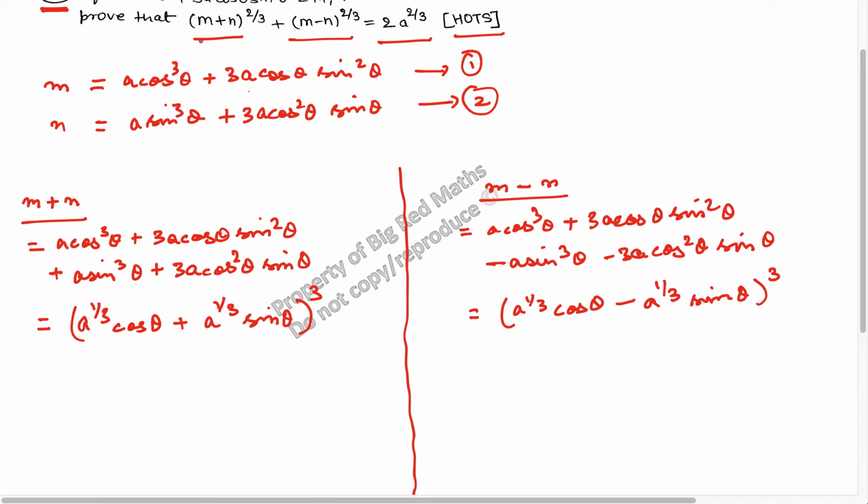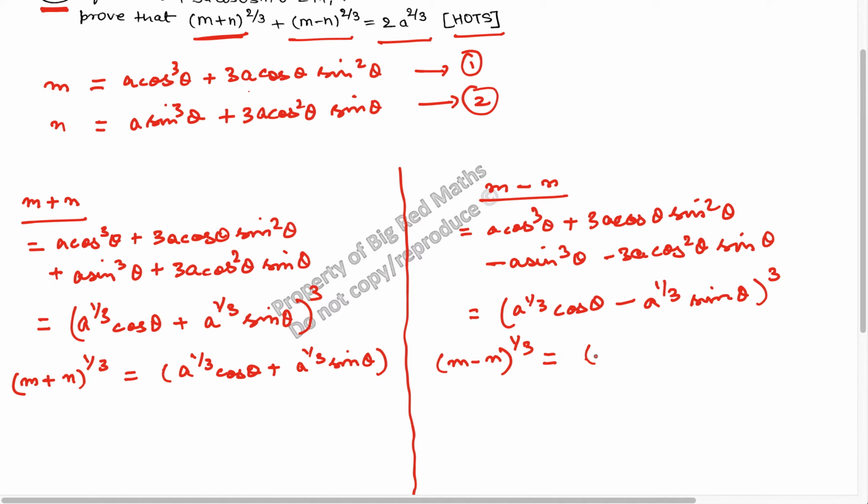Now in this question it says (m plus n) whole to the power 2 by 3. So first let me say (m plus n) whole to the power 1 by 3 is equal to, taking the power 1 by 3 on both sides, a to the power 1 by 3 cos theta plus a to the power 1 by 3 sine theta. Similarly, on this side, (m minus n) whole to the power 1 by 3 will be equal to a to the power 1 by 3 cos theta minus a to the power 1 by 3 sine theta.